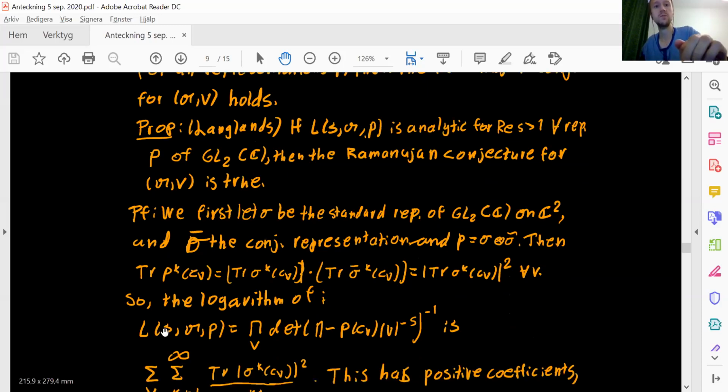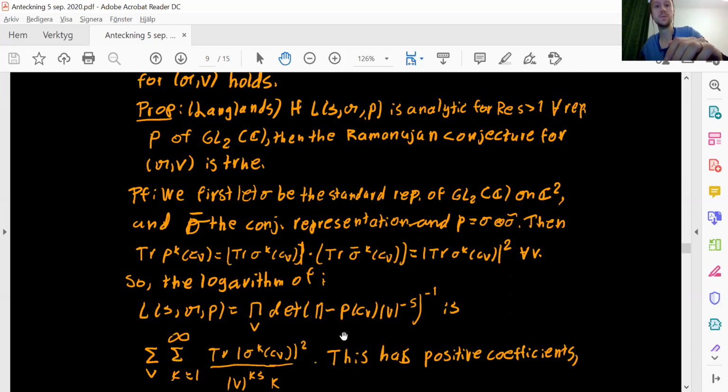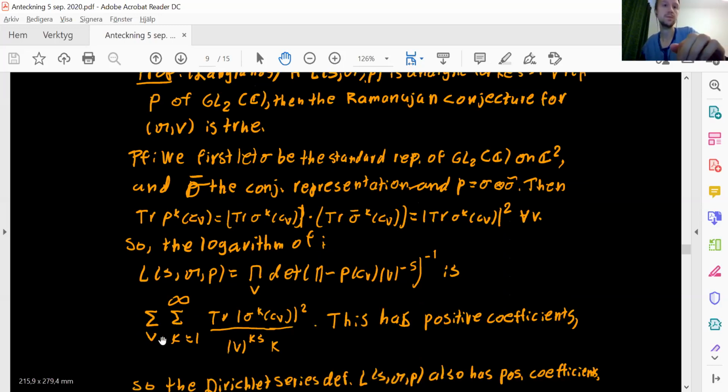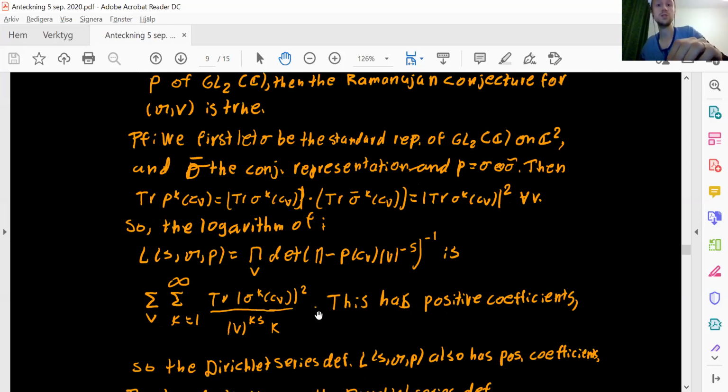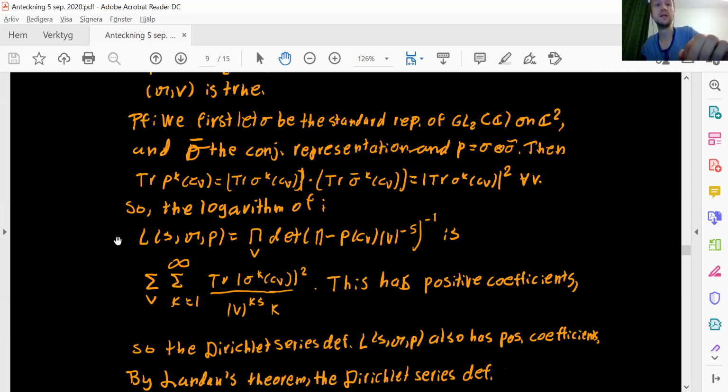So if you look at the logarithm of this L function, you get precisely the following. You get a sum over all V, where V are the places, and for each V you have the sum from k equal to 1 to infinity of the absolute value of the trace of sigma k CV squared divided by V to the kS, where S is your parameter here. Then you note that this has positive coefficients, so the Dirichlet series defining this logarithm, this L function, also has positive coefficients.